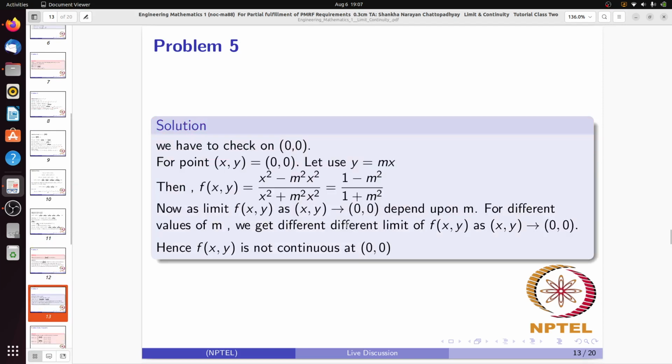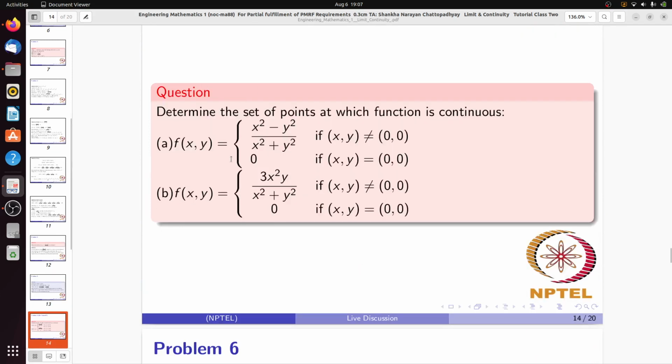So for checking (0,0), we will just take the path y equals mx, which is the standard way. Now the limit of f(x,y) depends upon m, but it should not depend upon m, because if the limit exists then it should be unique. For different values of m we get different limits of f(x,y) as (x,y) tends to (0,0), hence f(x,y) is not continuous at (0,0).